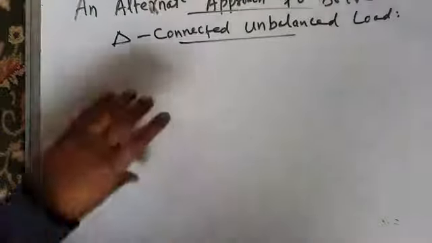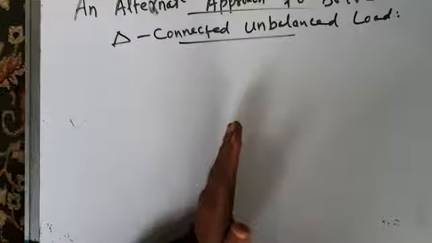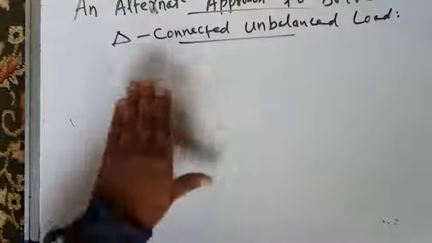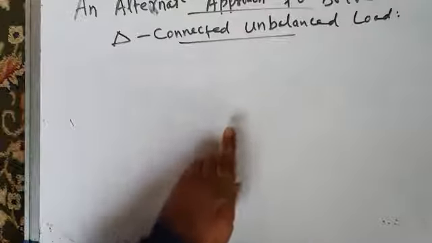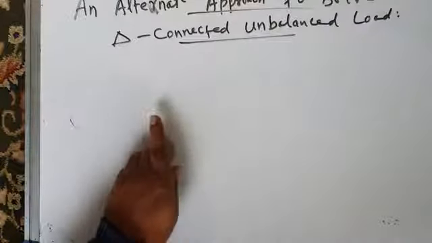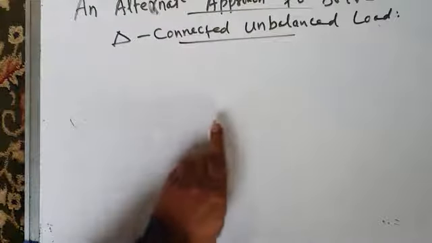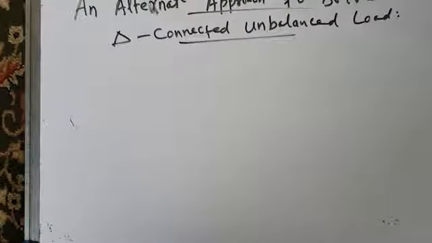What we have to do is transform the delta connected system into its equivalent Y or star connected system, and then find the neutral to neutral voltage. Once you know the neutral to neutral voltage, you find the three line currents: IA is equal to (VAN minus VNN) by ZA, IB is equal to (VBN minus VNN) by ZB, and IC is equal to (VCN minus VNN) by ZC, where VNN is the neutral to neutral voltage.